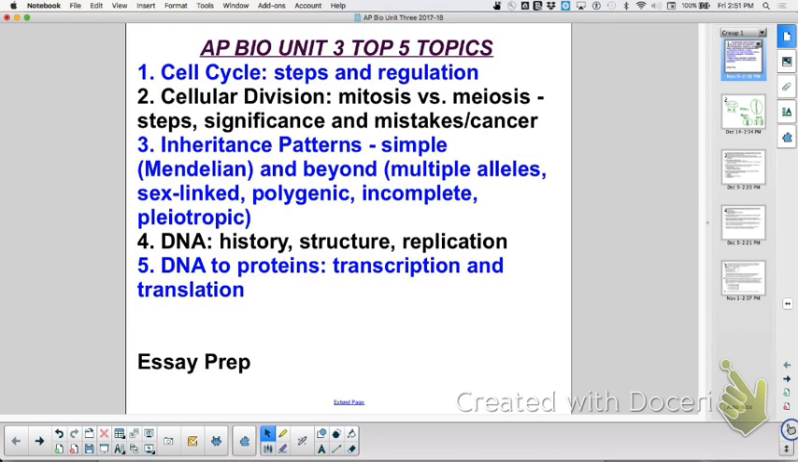We know 3 to 5, 5 to 3, right? We know the sides of the ladder are alternating what? Sugars and phosphates. Can you believe how much you know? Just sugars and phosphates, guys, it's easy. Why am I even here? Yeah, everybody knows that. Of course. Alternating phosphates and sugars, right?